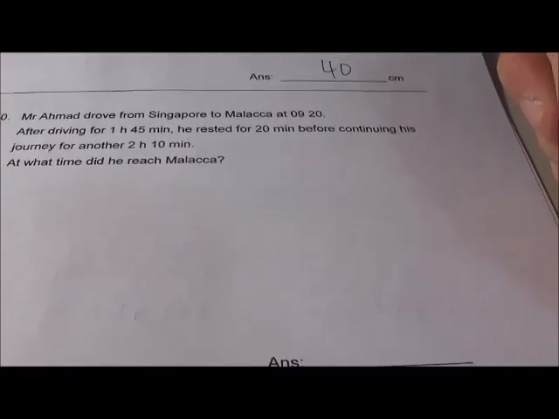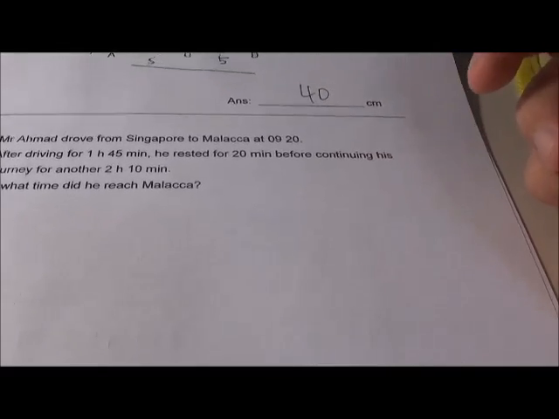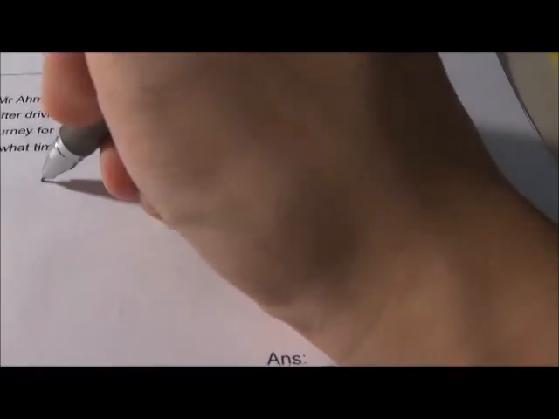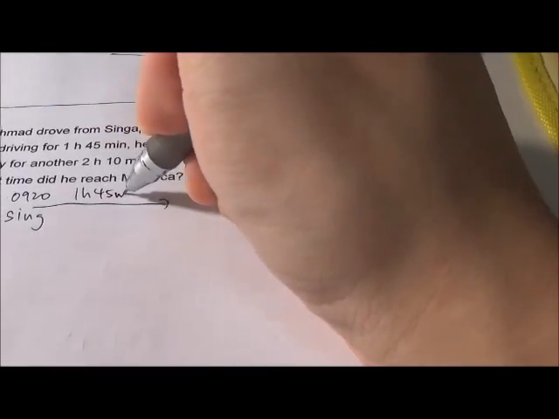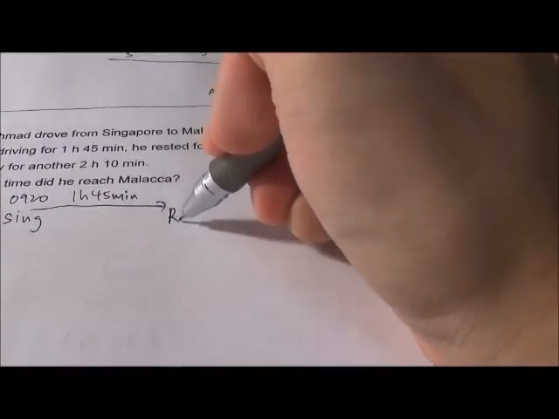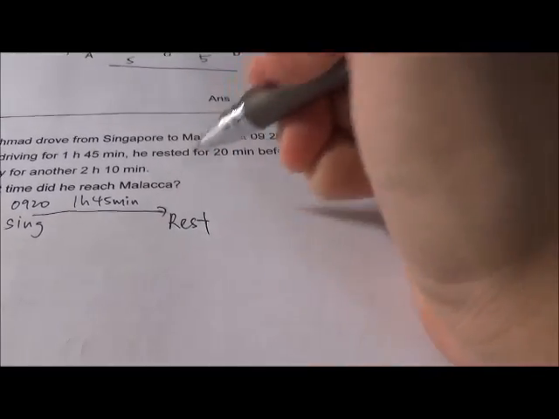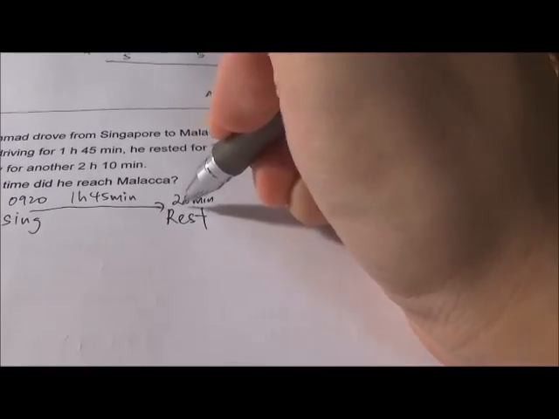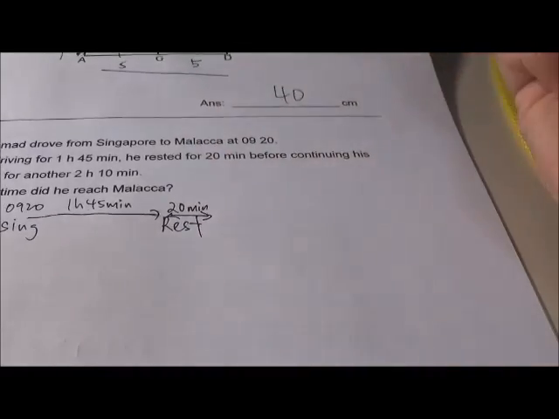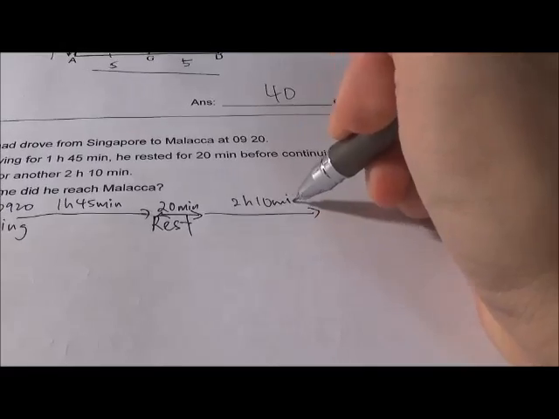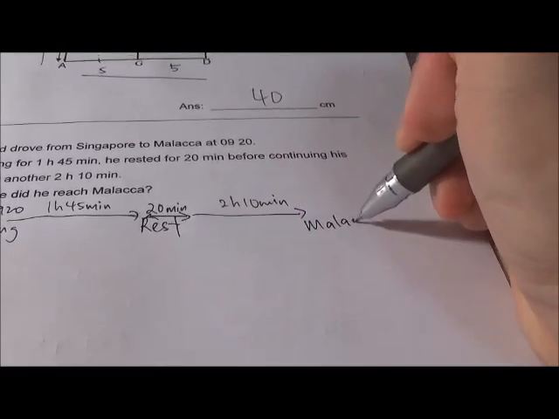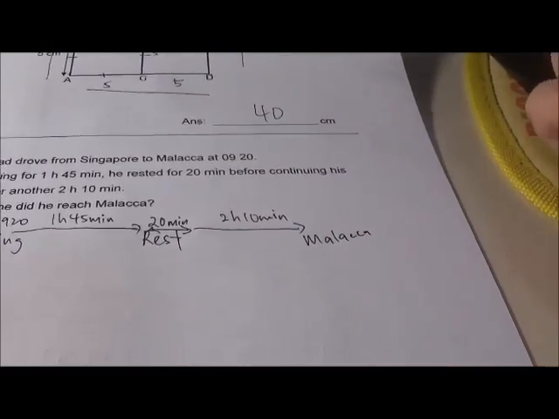Okay, we move on to question 40 now. Mr. Ahmad drove from Singapore to Malacca at 9:20. Okay, so Singapore. He starts driving at 9:20. After driving for 1 hour 45 minutes, he rested. He rested for 20 minutes. Before he continued his journey, 2 hours 10 minutes more, and finally reached Malacca. So they asked, what time did he reach Malacca?